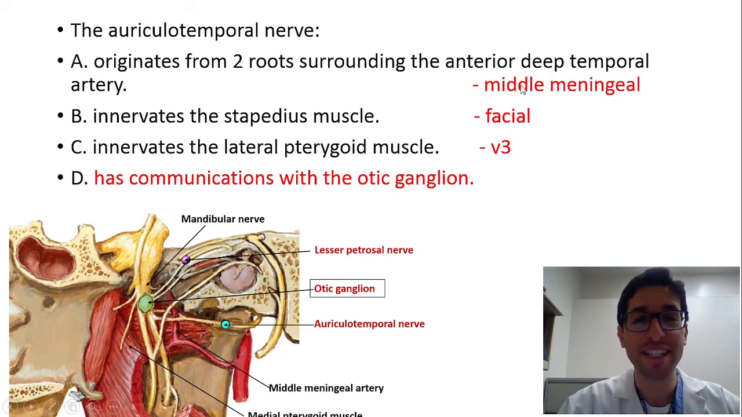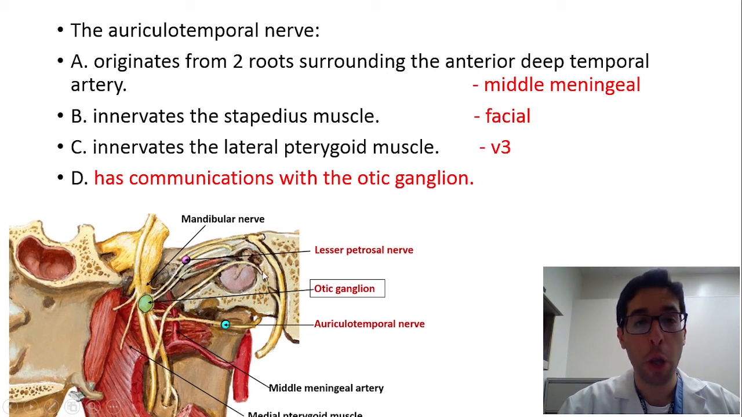But it's not the artery they list. It's not the deep temporal artery. Look at this picture. Which artery goes right up between those two roots? It's the middle meningeal artery. The middle meningeal artery goes right up between those two roots. So it's not A. It does not innervate the stapedius.